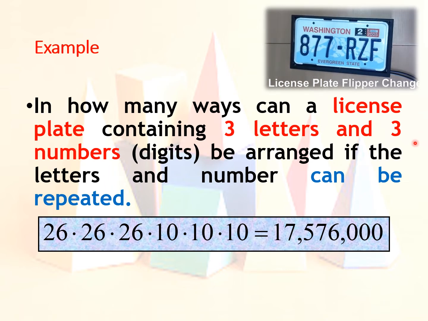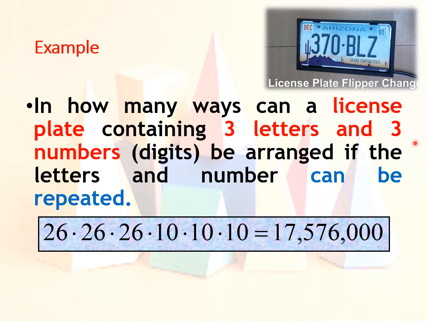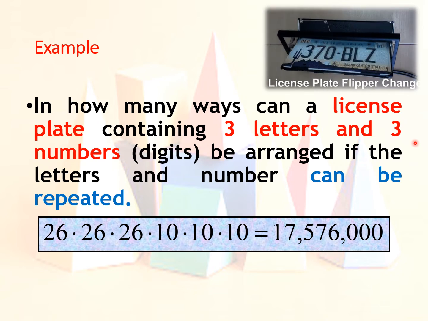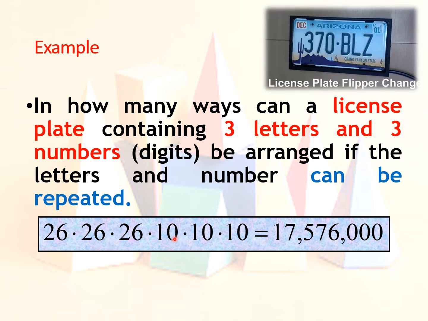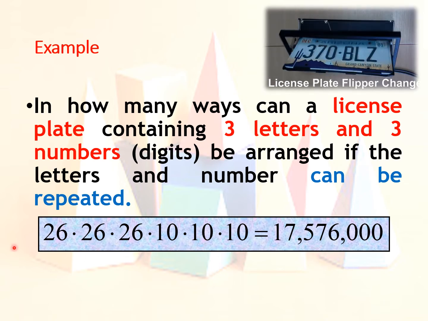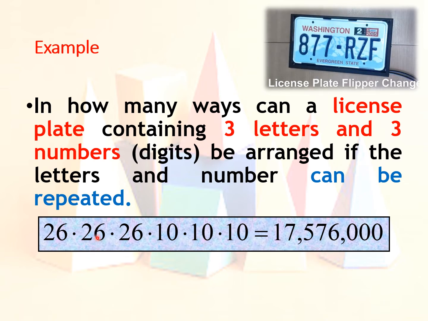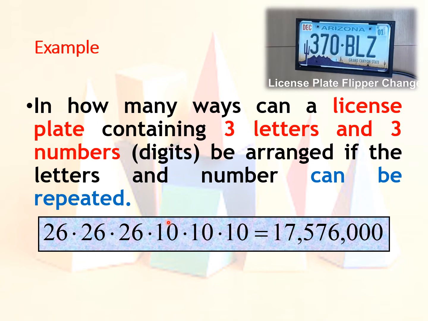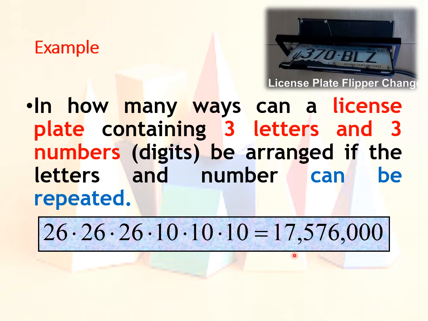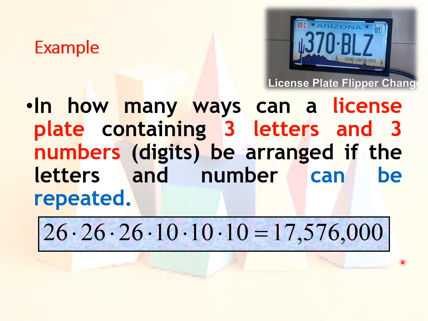And then for the numbers or the digits, we have the choices from 0 to 9. So it is equal to 10. It can be repeated, so we have 10 times 10 times 10. So in total, 26 times 26 times 26 times 10 times 10 times 10, it is equal to 17,576,000.